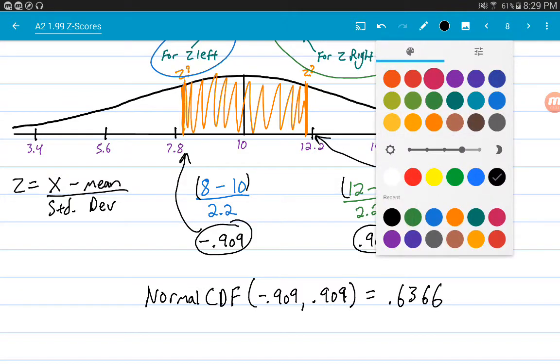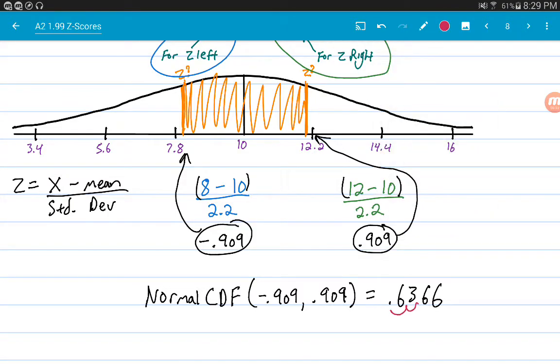0.6366. And what I need to do is move the decimal place twice, so I get 63.66 or 63.7%. So that's how you do between values.